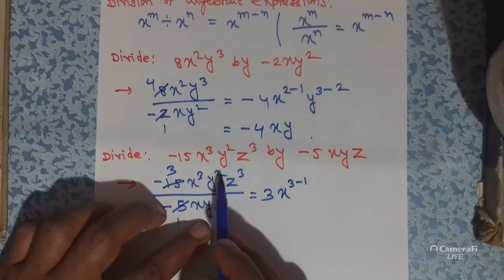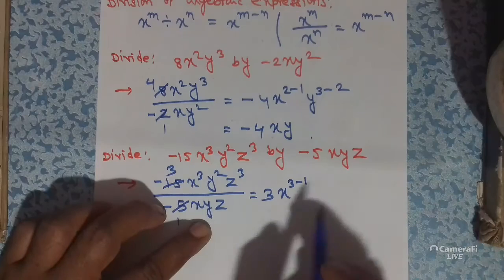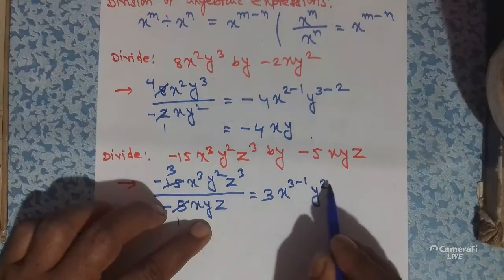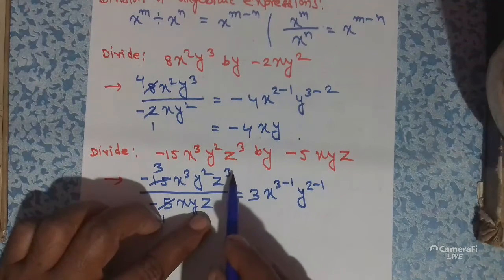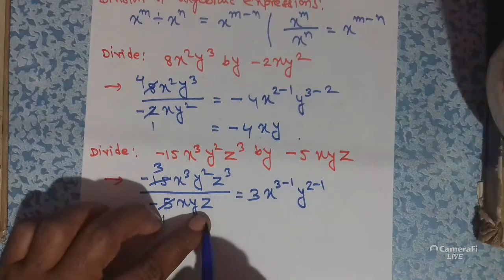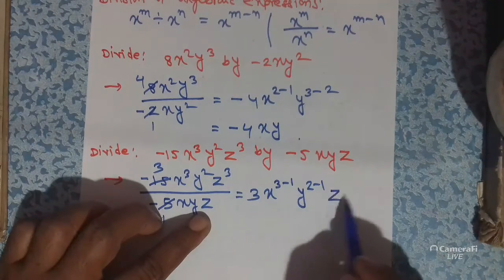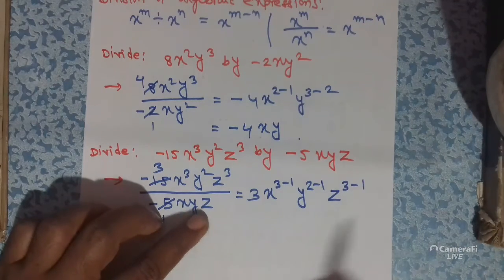Again the numerator is y square and the denominator is y. So we can write it y to the power 2 minus 1. Here again the numerator is z to the power 3 and the denominator is z. So we can write z to the power 3 minus 1.